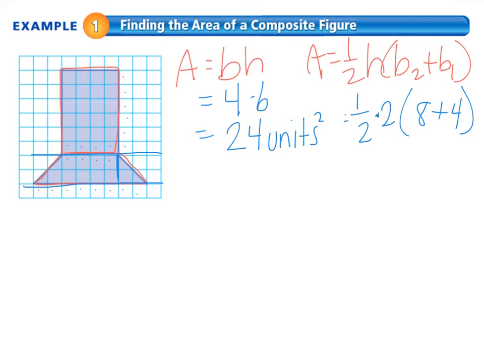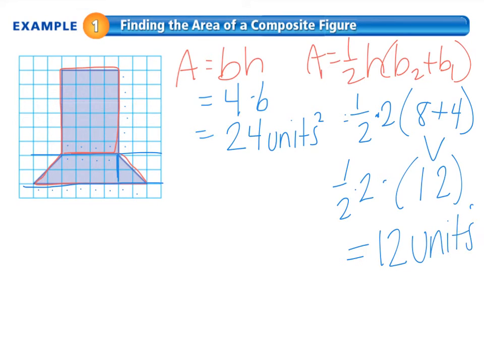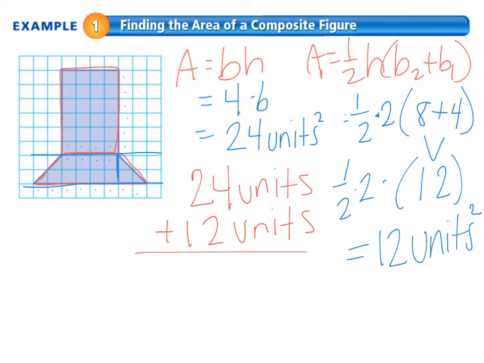So I do what's inside the parentheses first. 8 plus 4 is 12. And I still have the 1/2 and the times 2 on the outside. So 1/2 times 2 times 12 is 12 units squared. But I'm not done because I'm actually finding the total area of this composite figure. That means I need to add the 24 units and the 12 units together. And I get 36 units for my final answer.